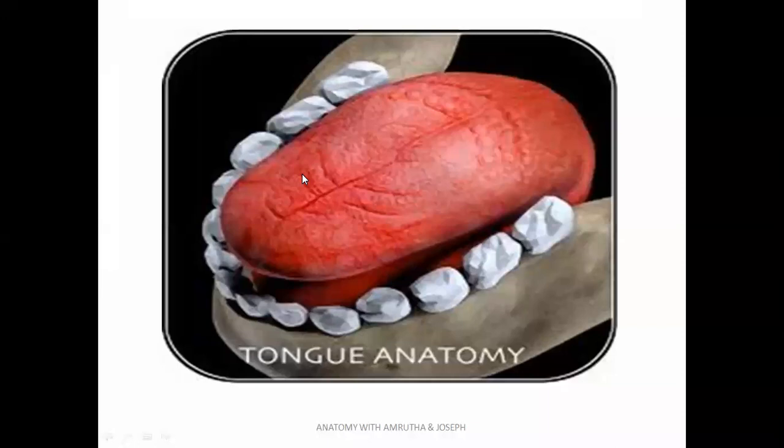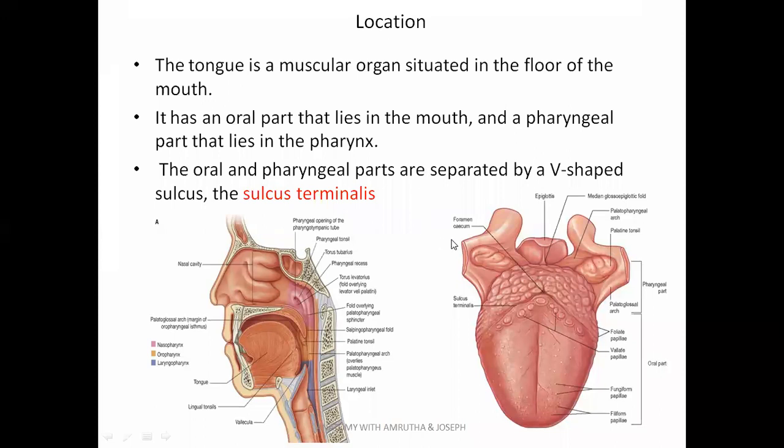So let's see the anatomy of the tongue. The location of the tongue: it is located in the floor of the mouth. The tongue is a muscular organ. It has an oral part that is lying in the mouth and a pharyngeal part that is lying in the pharynx. The pharynx is the part that is behind the mouth.